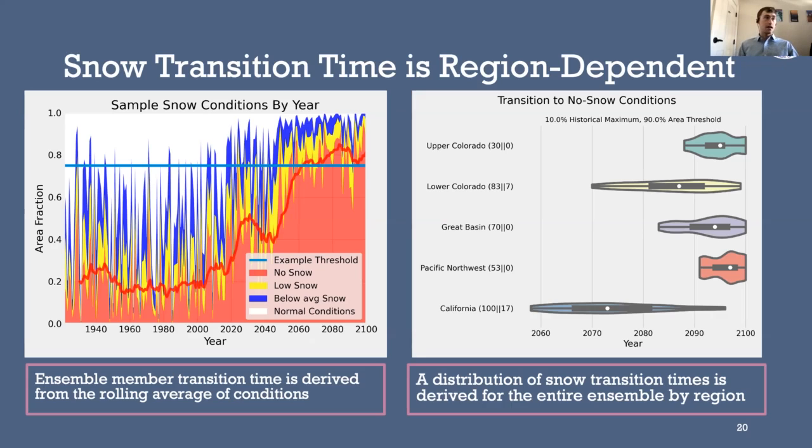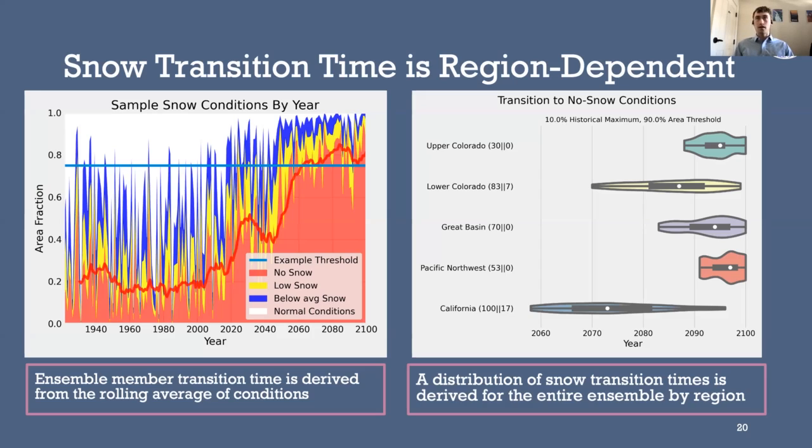What we can then do is set an area fraction threshold to see when a transition is happening between this more historical regime and this no snow regime. If we set this threshold pretty high, we're going to get very extreme conditions. That's what the panel on the right is doing. We're looking at the transition times for each of the 5 Western watershed regions to see when they transition to this really extreme condition, where 90% of the area is experiencing no snow conditions.